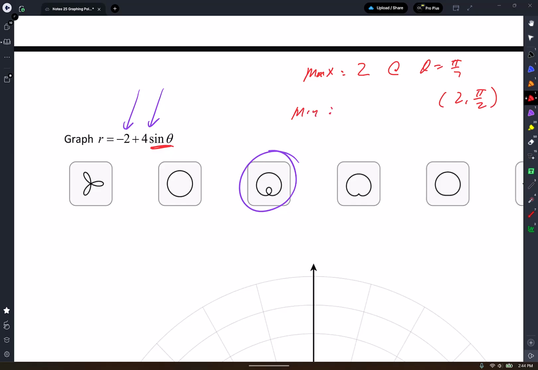So my min, -2 minus 4, what's that? -6, right? And that happens at theta equals 3 pi over 2. So -6 comma 3 pi over 2.